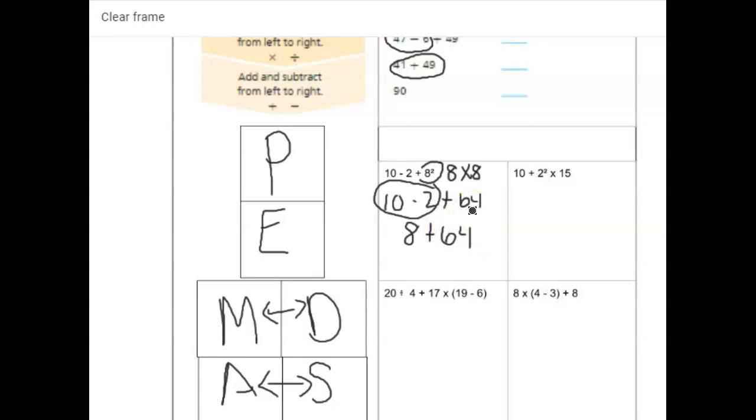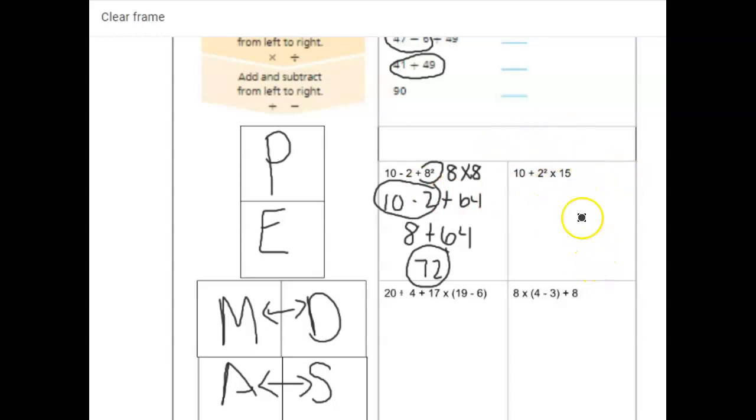And when we do 8 plus 64, we get an answer of 72. Now, you can use your calculator to check this to make sure you did it right and going down each step, but I am expecting all of this work to be on there. We're going to go over to the right here.